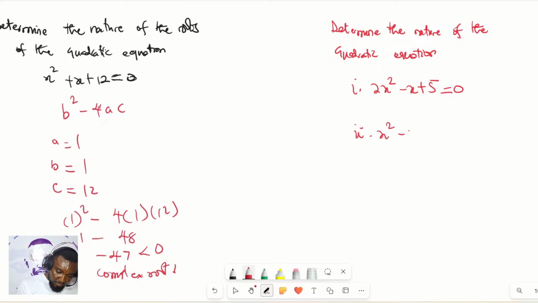Try this as I, and then try this as well, II: x squared minus 2x plus 1 is equal to 0. So try and go through it in the next 2 minutes. Determine the nature of these two, and then write your solution in the comment section.